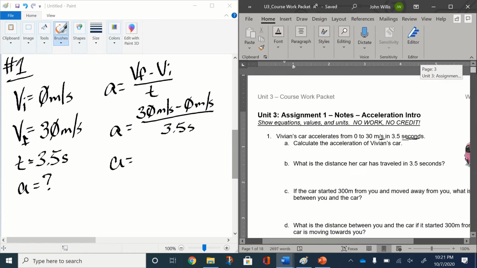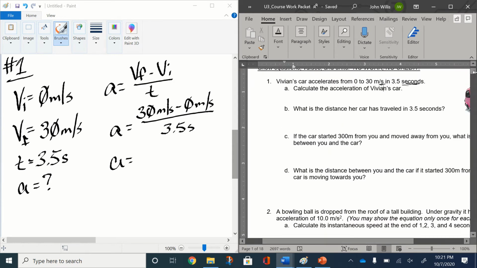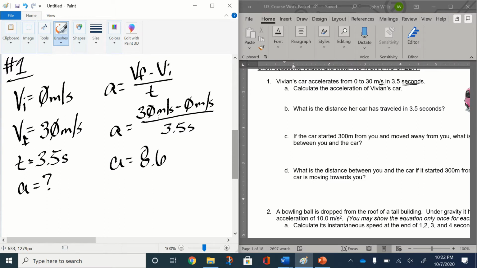I'll explain where we got the meters per second squared in a second. But 30 minus 0 gives us 30. Naturally, we're going to divide that by 3.5 seconds, and we get 8.6. Now my units, this is where it's going to be important. We've got units of meters per second already up top in my numerator, and then I've got an additional unit of seconds down below.